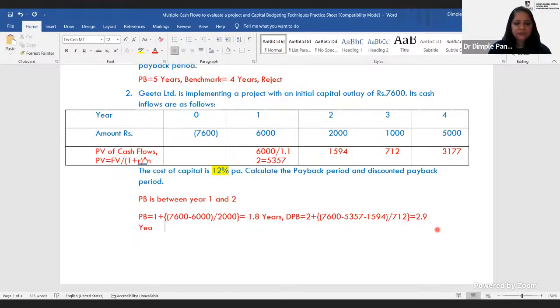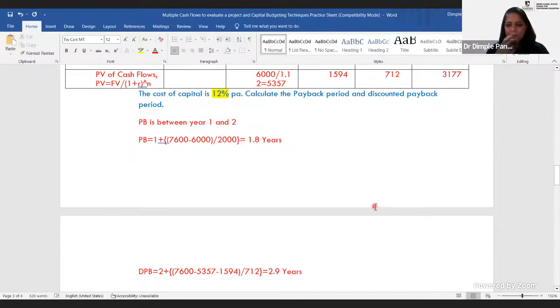2.9 years. Did you notice here that my discounted payback period is greater than my payback period? Any particular reason why my discounted payback period is greater than my payback period? What could be the logic? Why is it greater?